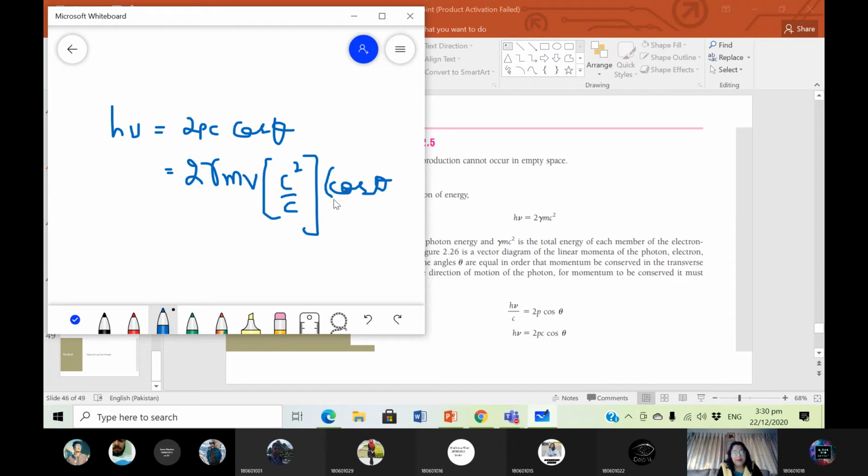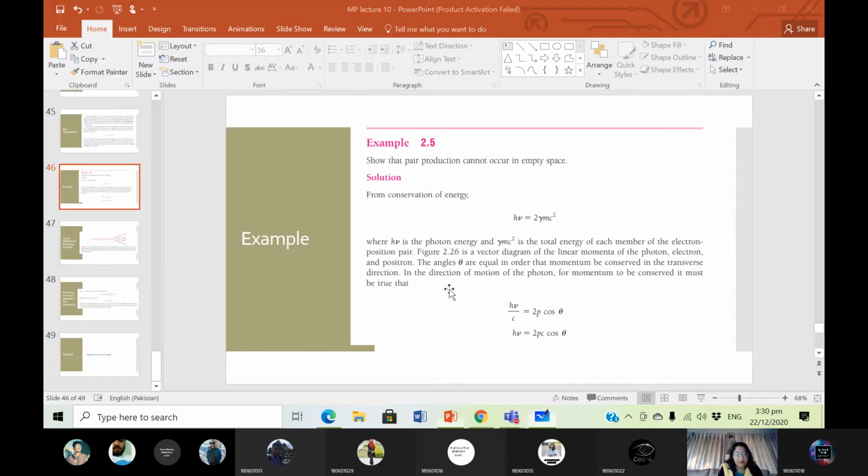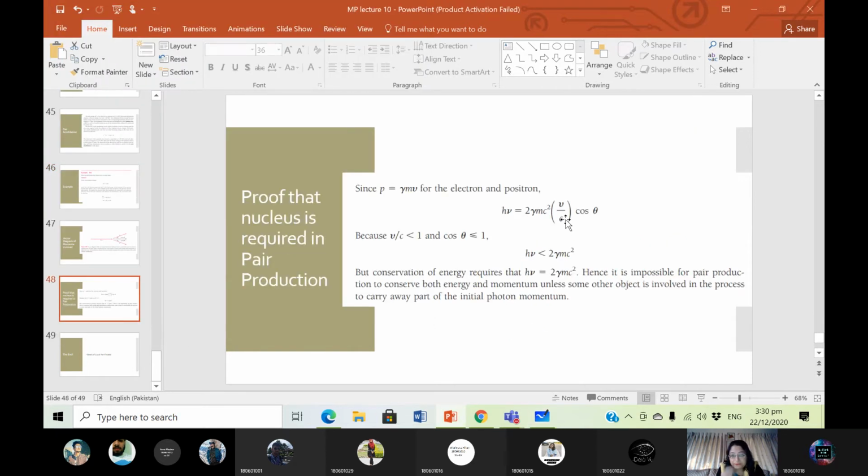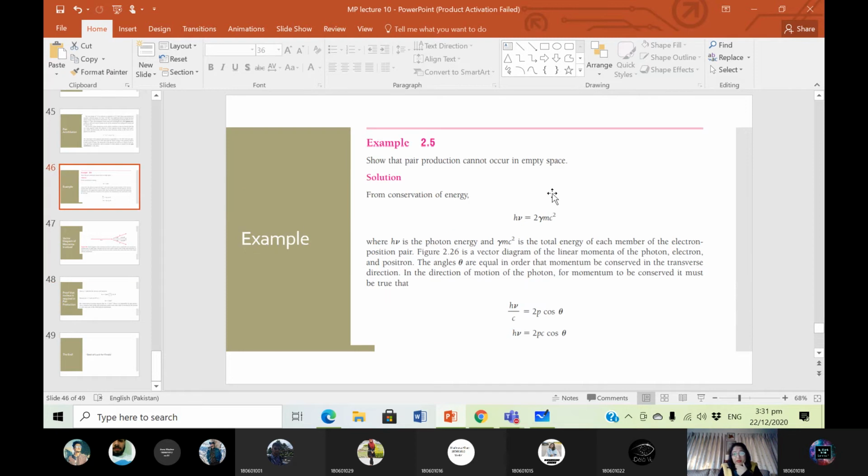Basically this equation is equivalent to this equation. Here we wrote c squared over c, where there was only c before. Now we know that v over c is less than 1, because nothing can travel greater than the speed of light. Cos theta is also less than 1. So h nu is less than 2 gamma mc squared. According to this formula, h nu is less than 2 gamma mc squared, but by conservation of energy, we require that h nu should be equal to 2 gamma mc squared.